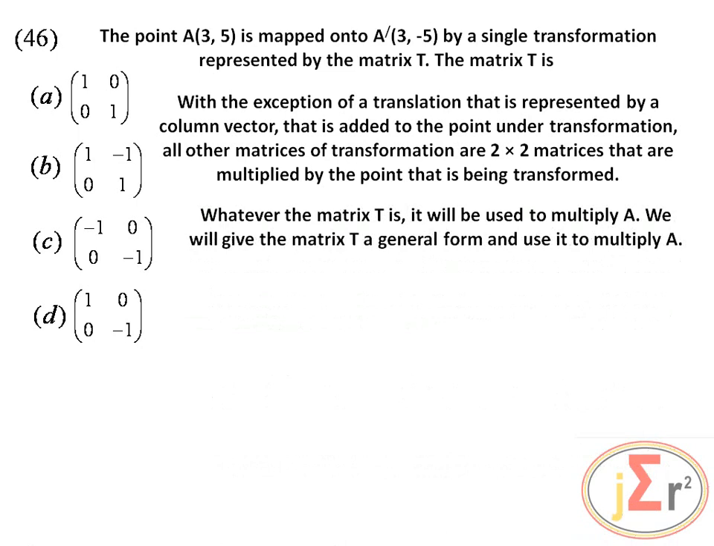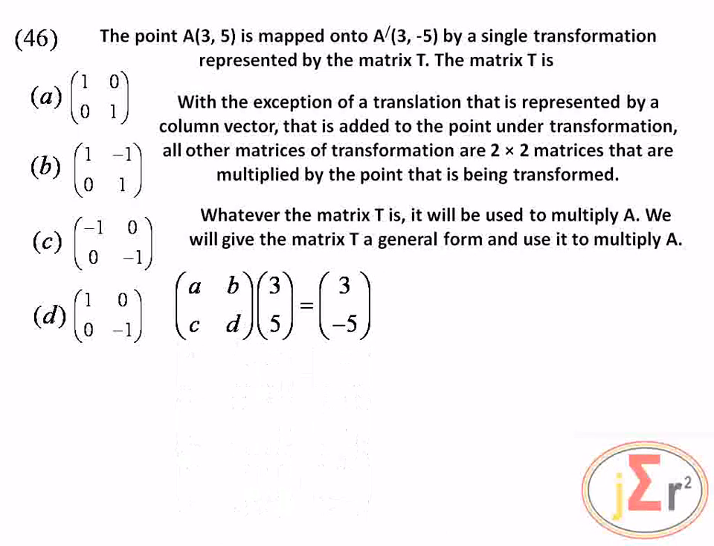Whatever the matrix T is, it will be used to multiply A, as we have discussed before. We will give the matrix T a general form and use it to multiply A. So this will take the place of our matrix T. It is 2 by 2, to multiply the point A, and the result is (3, negative 5). So which one of those matrices that we have in the choices will be our correct matrix?